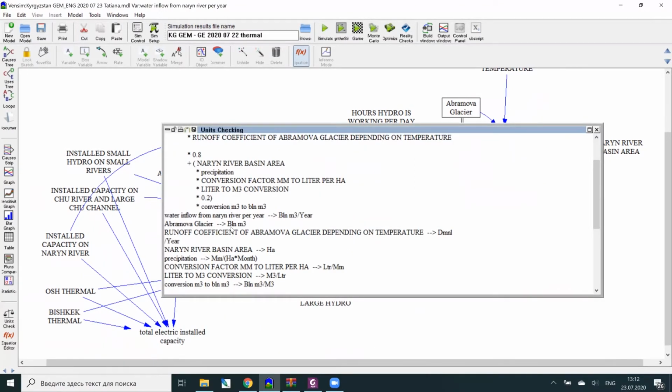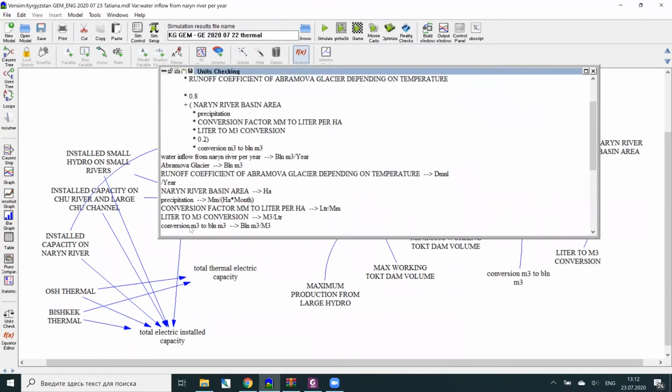And here, the rivers, I have billion cubic meters per month. So I'm stuck here at the moment.